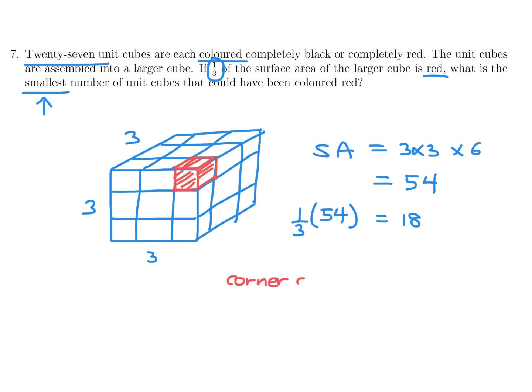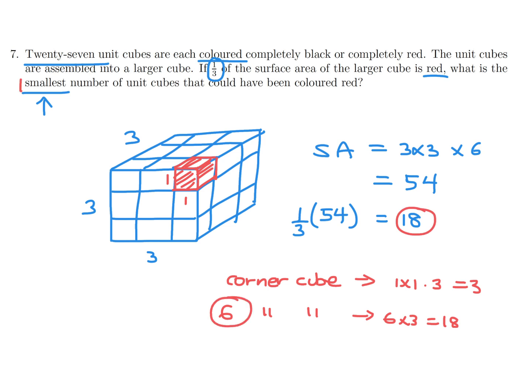Corner cube gives, each side is a 1 by 1 because they're unit cubes. So it gives a 1 by 1 times 3. So it gives 3 units in terms of the surface area. So if we just had 6 of those, 6 corner cubes, it would be 6 times 3, and that would be the 18. And that would be sufficient to match that 18.